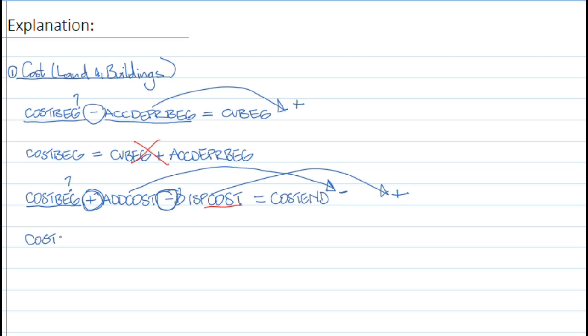So that gives us cost at the beginning of the year is equal to the cost at the end of the year minus additions at cost plus disposals at cost. Now let's fill in the values of the equation. Do we have a value for cost at the end of the year?